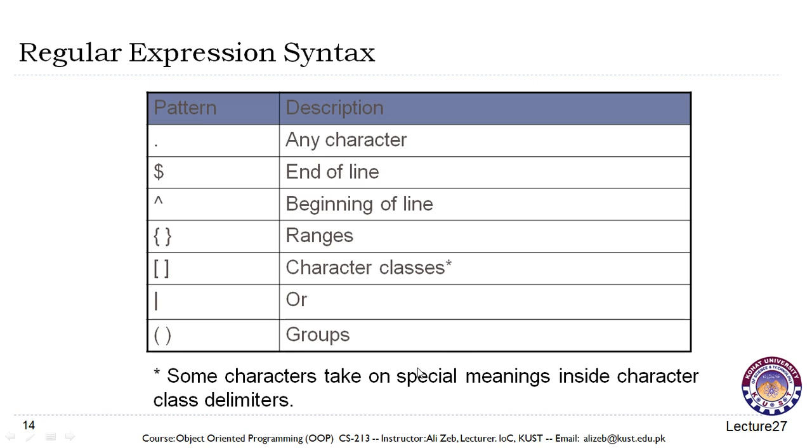Some characters take on special meanings inside the character class delimiters. For example, the caret character, when we use it inside these square brackets, means we do not want to match that expression. For example, if we enter a caret symbol and a Z over here, then anything other than a Z will be acceptable at that position. But the caret symbol at the start of the line shows us the beginning of the line.